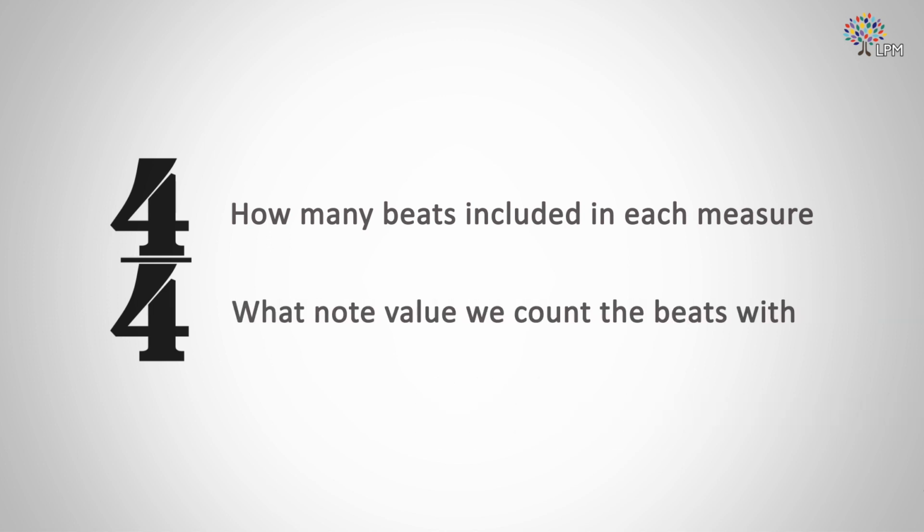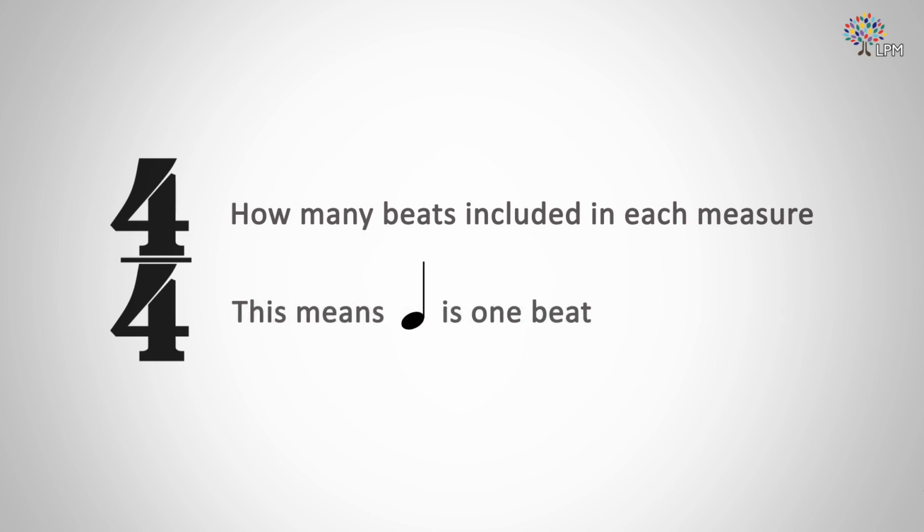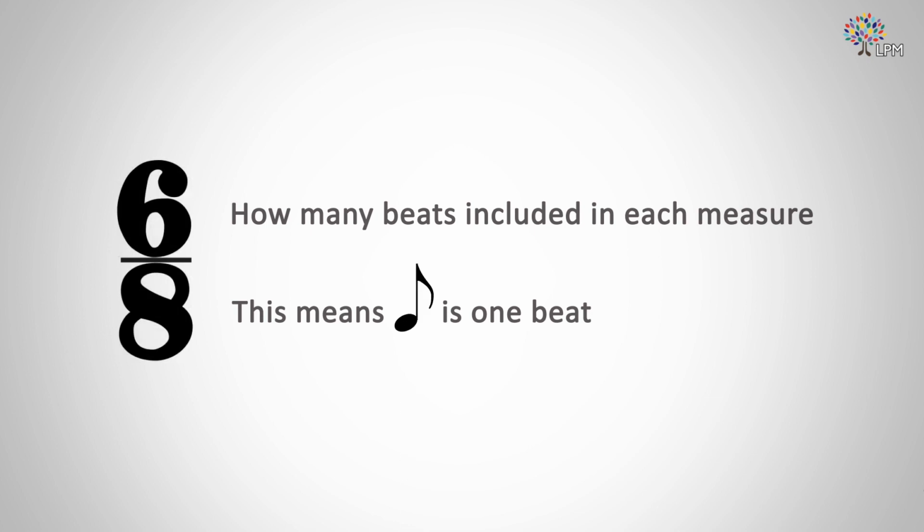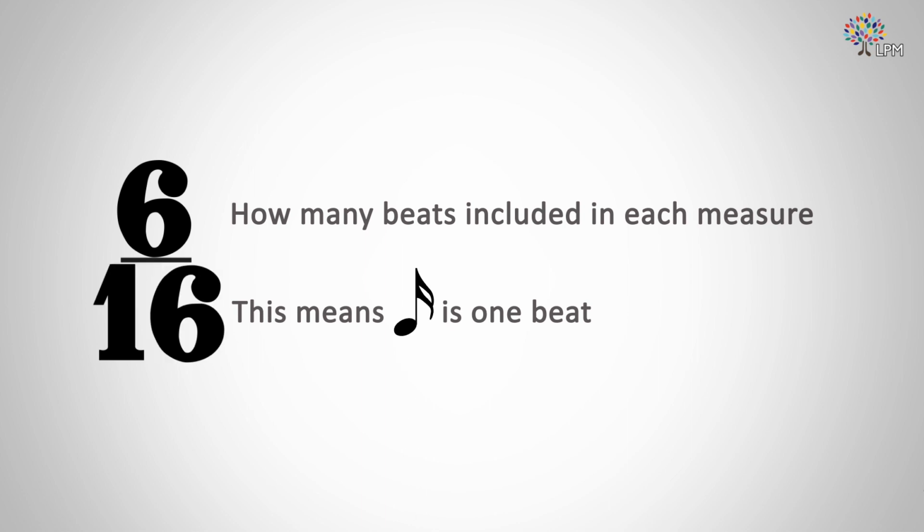The bottom number shows what type of note value we are using to count the beat with. In our previous lessons, we have been using the quarter note as the beat most of the time. And indeed, most of the common time signatures have a 4 on the bottom to show that the quarter note, or the crotchet, is being used to count the beats. But sometimes you can use half notes, or minims, shown with a 2 on the bottom. Eighth notes, or quavers, which would show an 8 on the bottom. Even 16th notes, or semiquavers, or any other non-dotted note value.